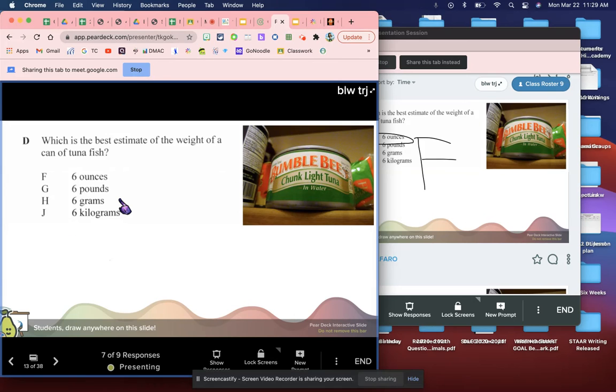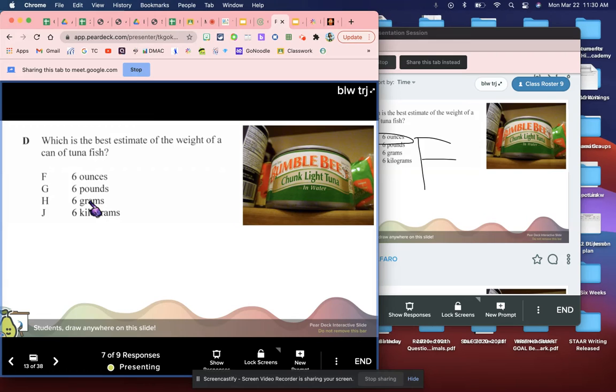Maybe. 6 pounds, that's too heavy. 1 pound is like a chicken. So the can of tuna is going to weigh 6 chickens. That's too heavy. 6 grams. Remember, 1 gram, when I think of gram, what do I think about? Hold on. Have to go back and think about it. Paper clips. The paper clips. Yeah, thank you, John. The paper clips.